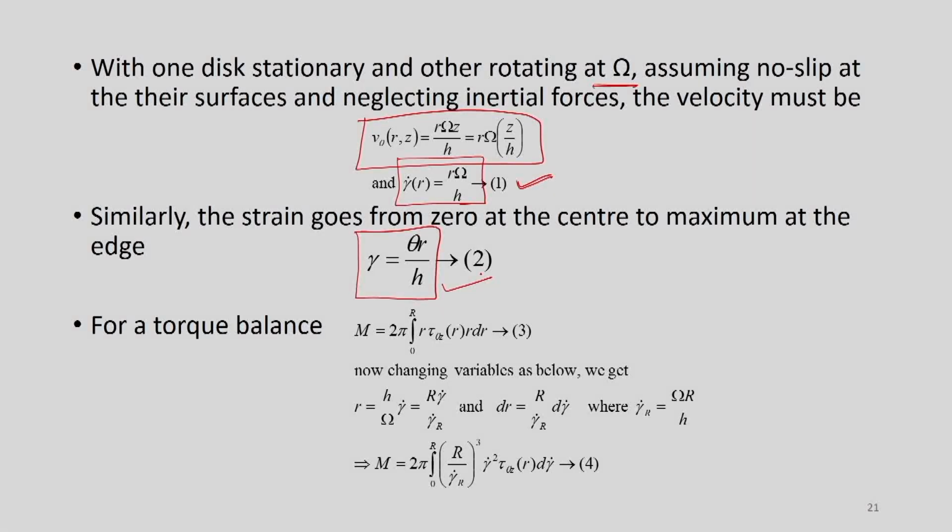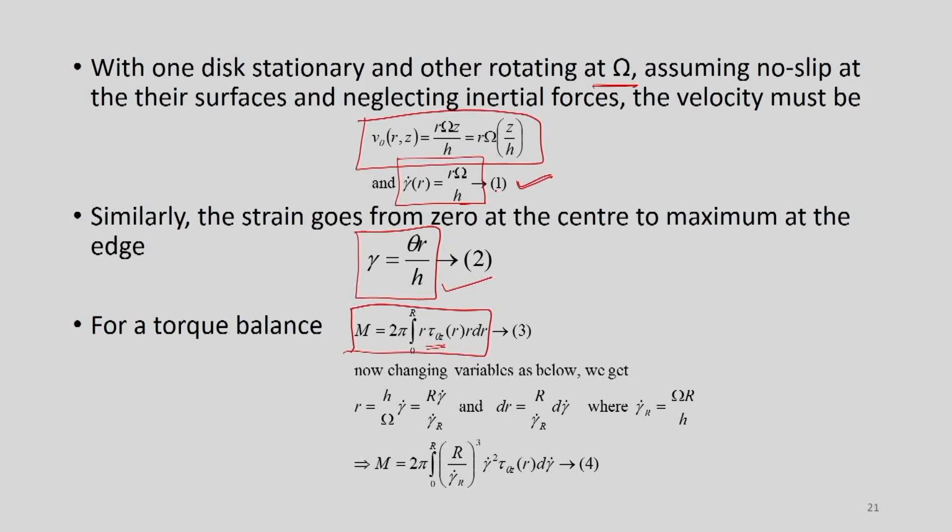Now, in order to get the shear stress expression, we have to do a torque balance. The torque balanced by the shear force, M, equals 2 pi integral r squared tau theta z dr. This tau theta z is a function of r only. Using equation 1, we change the variables from r dr to d gamma dot.